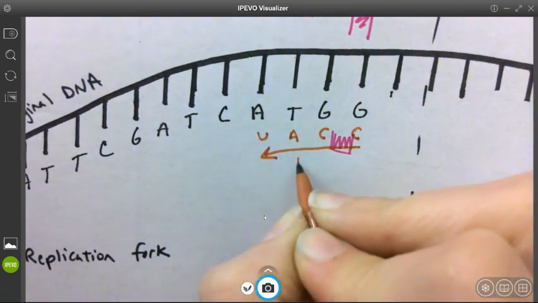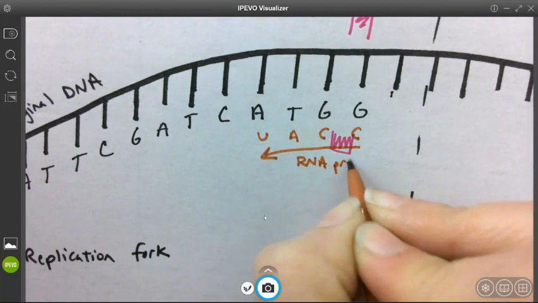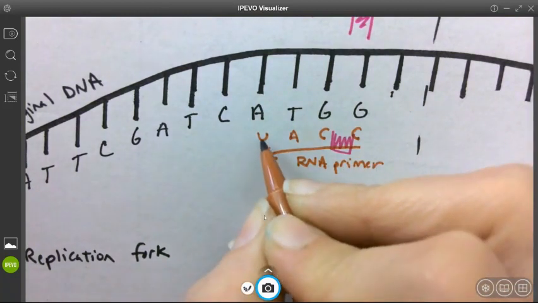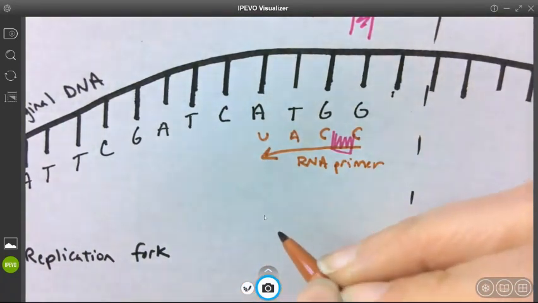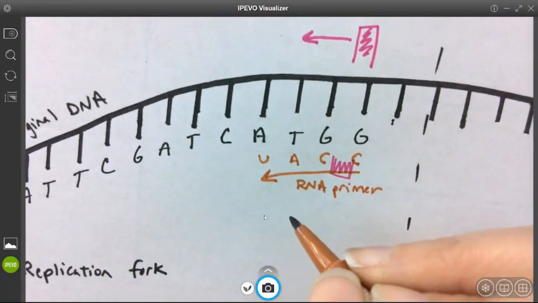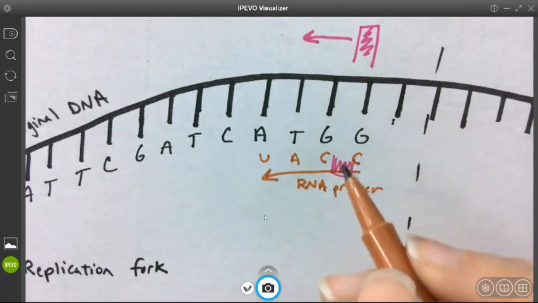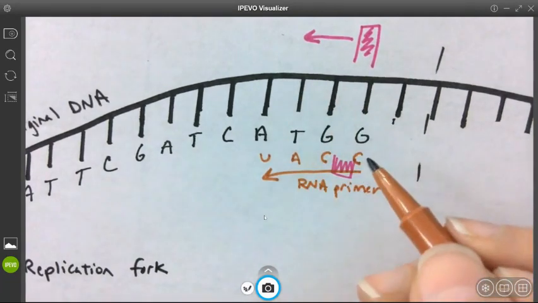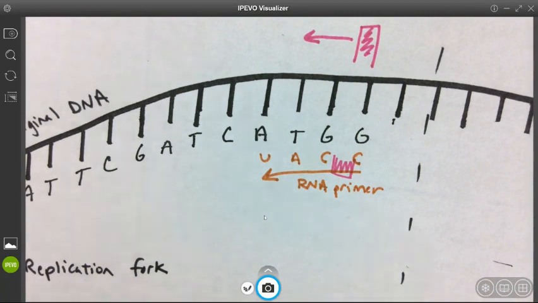So here's my RNA primer. You can tell it's an RNA primer because instead of using T, it uses uracil as a nucleotide. Okay, so here's my RNA primer. Thank you, primase. Now we have a double-stranded area. Yes, it's a DNA-RNA hybrid, but it is a double-stranded area. So our next enzyme can come in to help out.